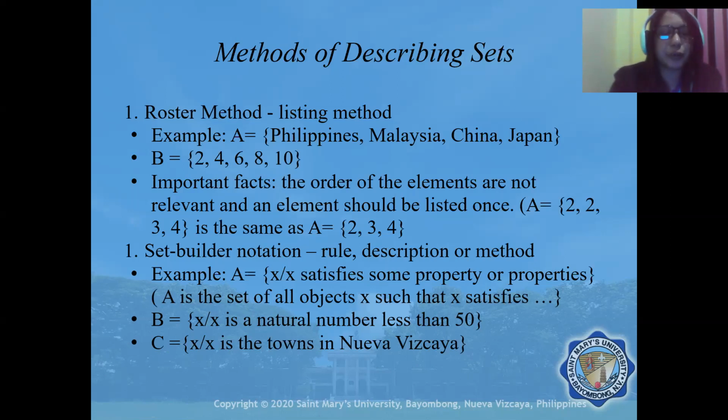Okay, if we compare the roster method with set builder notation, the roster method is quite easy to use.